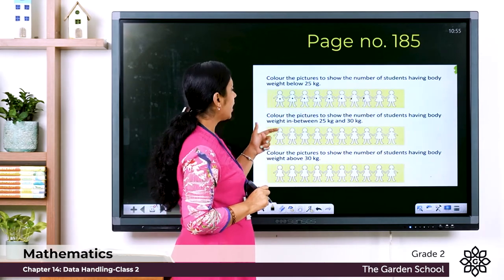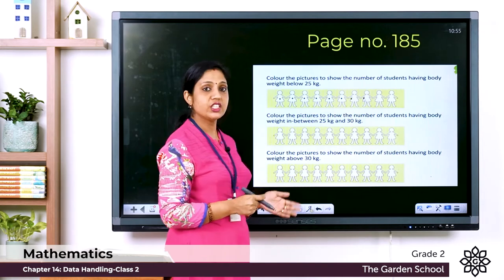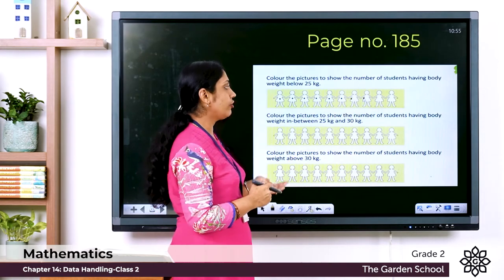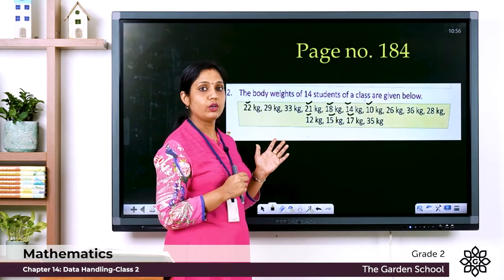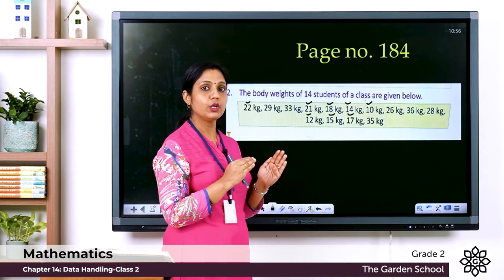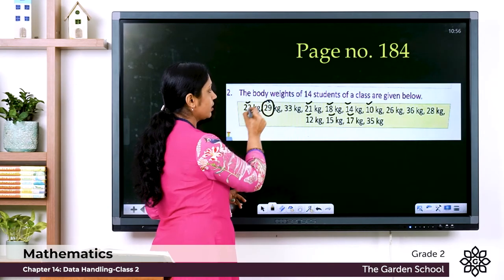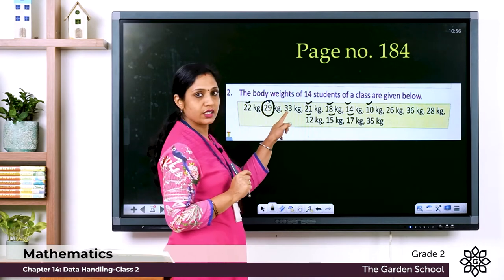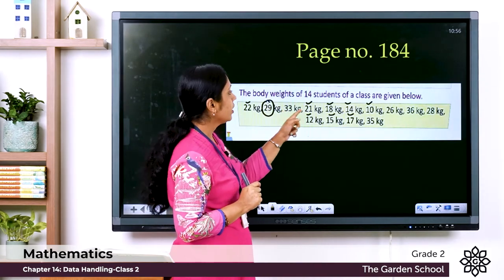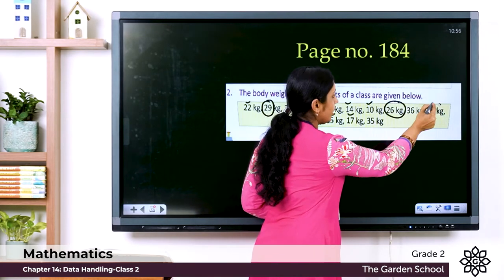The next one, color the pictures to show the number of students having body weight in between 25 kilo and 30 kilo. So we have to find out the number of students who are between 25 and 30. So 29 comes between 25 and 30. The next is 33, so we need not take it. Then you can find 26 kilo, 28 kilo.